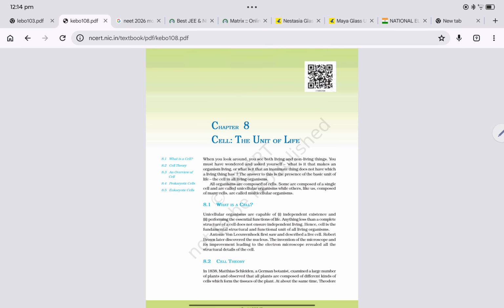All organisms are composed of cells. Some are composed of a single cell and are called unicellular organisms, while others, like us, composed of many cells, are called multicellular organisms. 8.1 What is a cell?